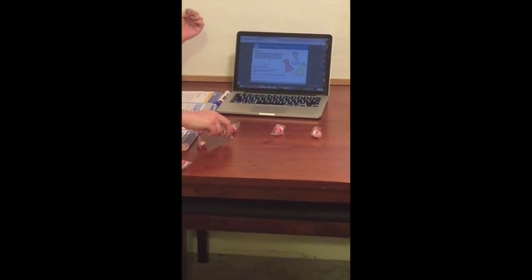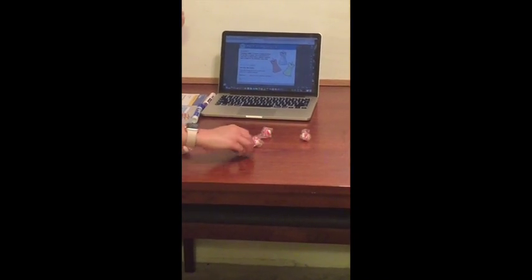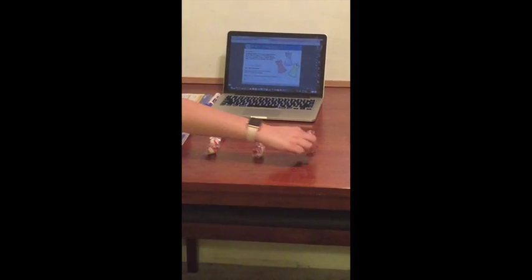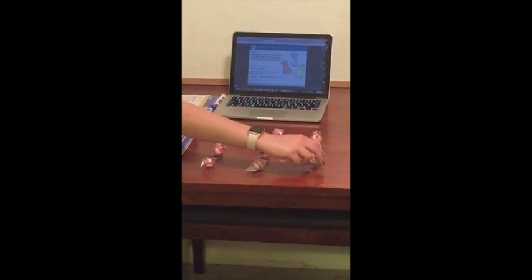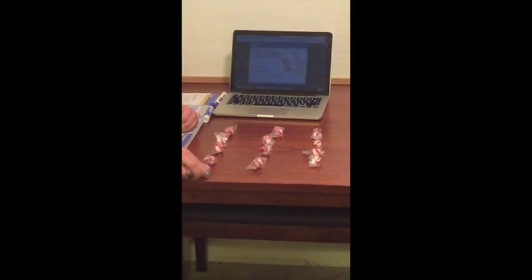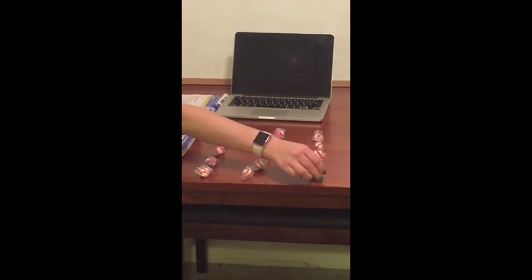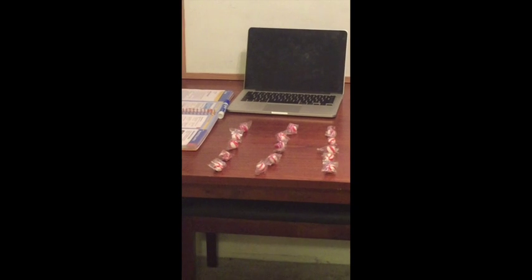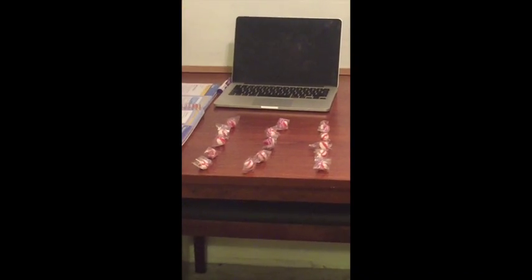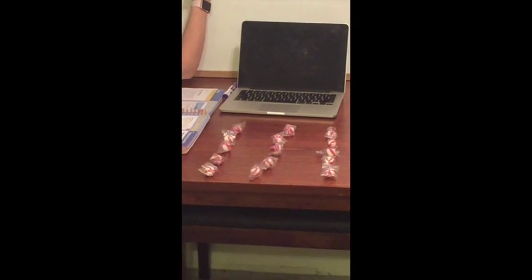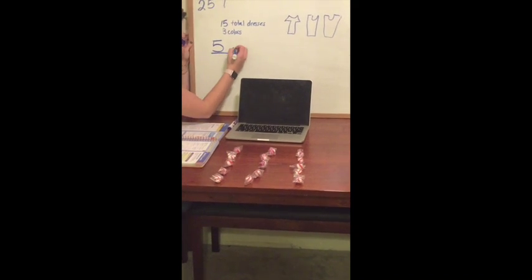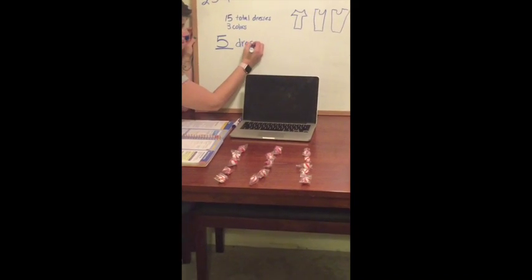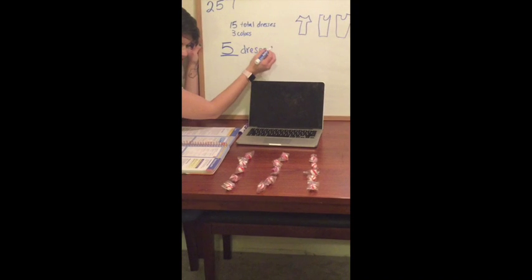Now she can make another one. We still have counters left. We're going to do this over and over again until we've gotten rid of all 15 counters. We have to be careful that we've only gotten 15 counters so we can do this. When you count that up, you should see that there are 5 dresses of each color.